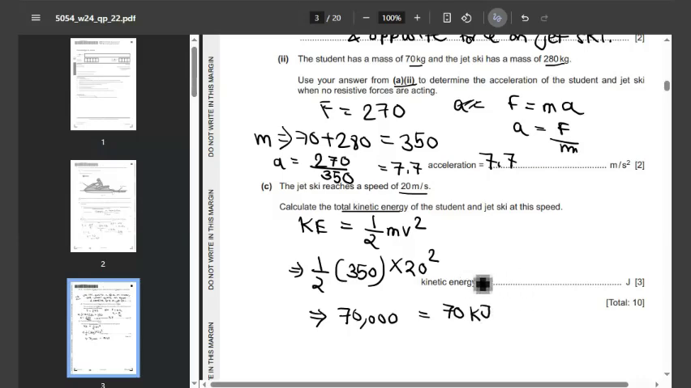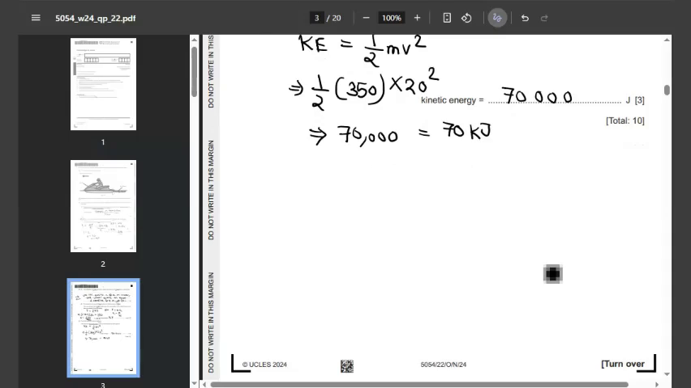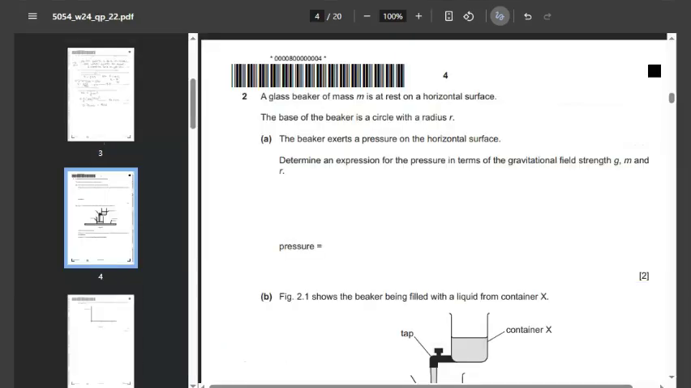70,000 joules. So 70 kilojoules. So the kinetic energy is 70,000 joules. That is the answer. Okay, so now let's move on to question 2.